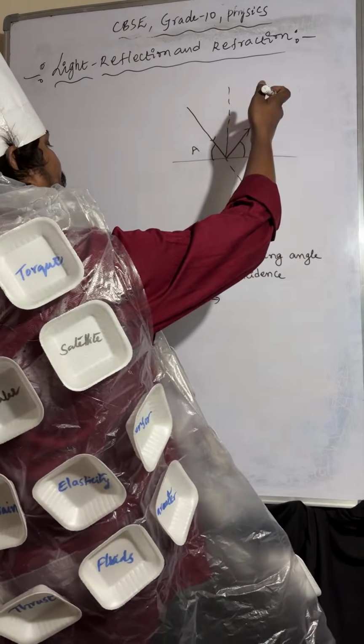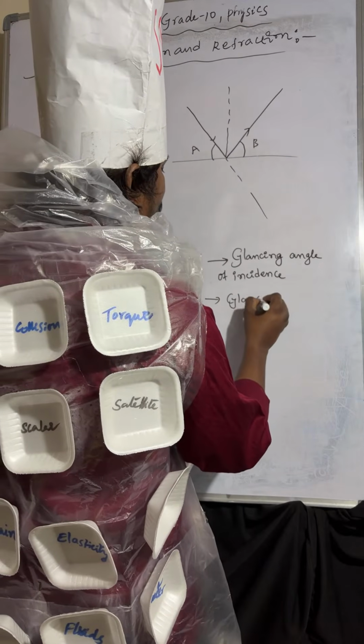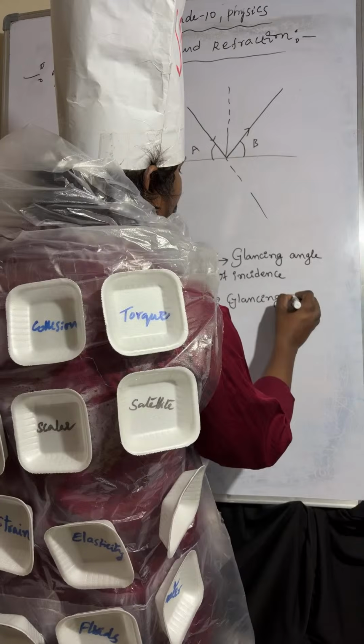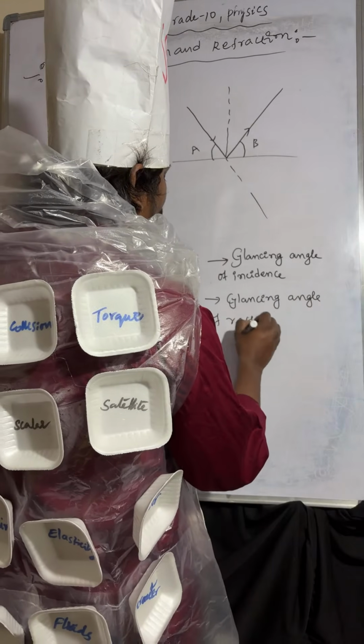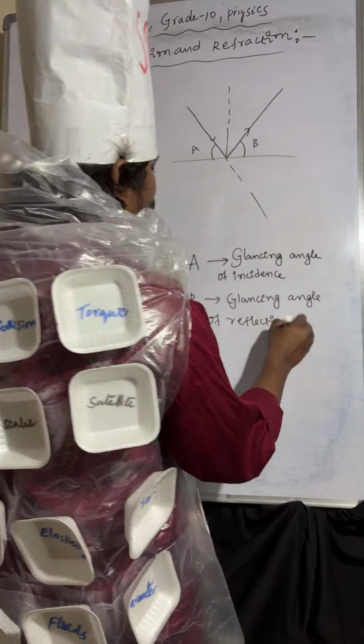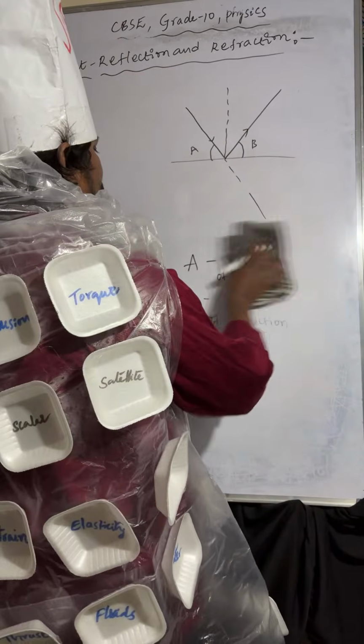And coming to the angle between reflected ray and plane surface, it is the glancing angle of reflection. Glancing angle of reflection. Understood or not? Very, very important. Just note down these points. Next one.